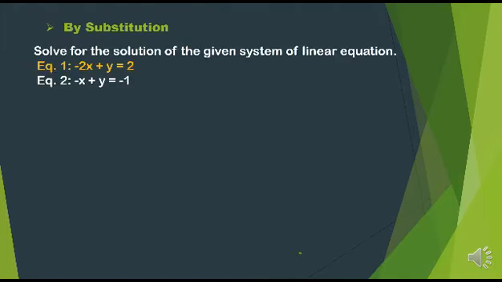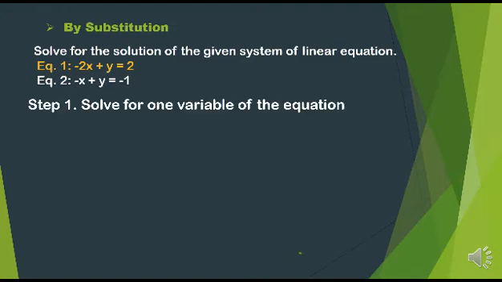Another method that we're going to use is the substitution method. How are we going to use it? We're going to solve for the solution of the given system of linear equations. Equation 1: negative 2x plus y equals 2. Equation 2: negative x plus y equals negative 1. So, we are going to follow the steps.